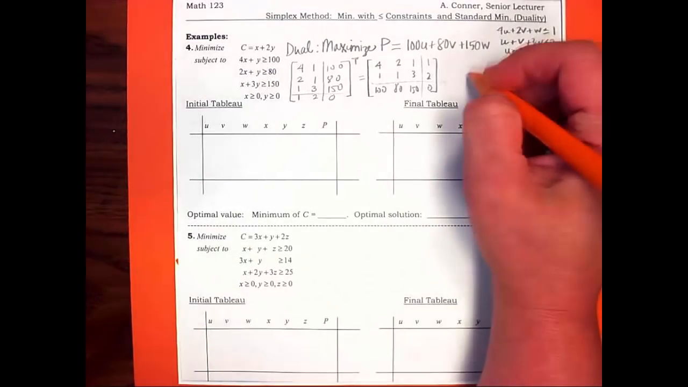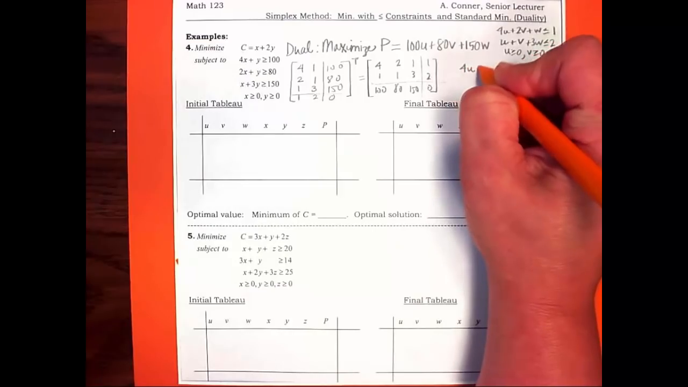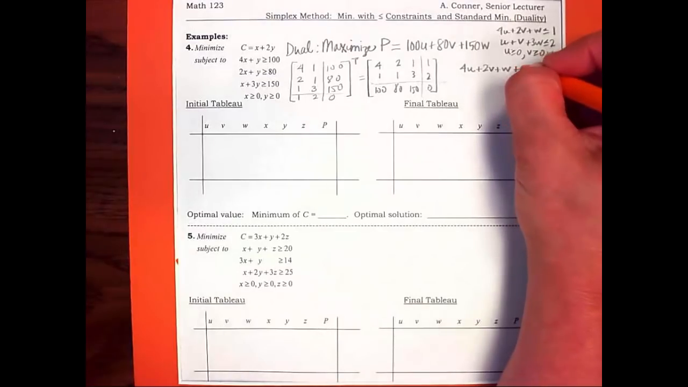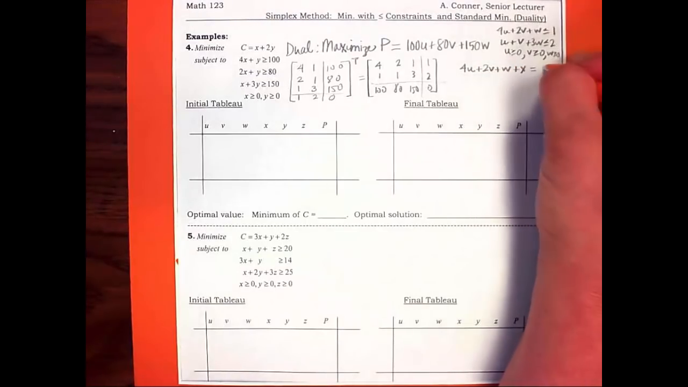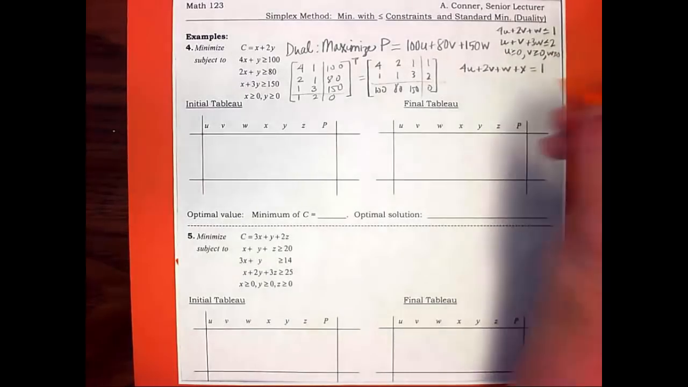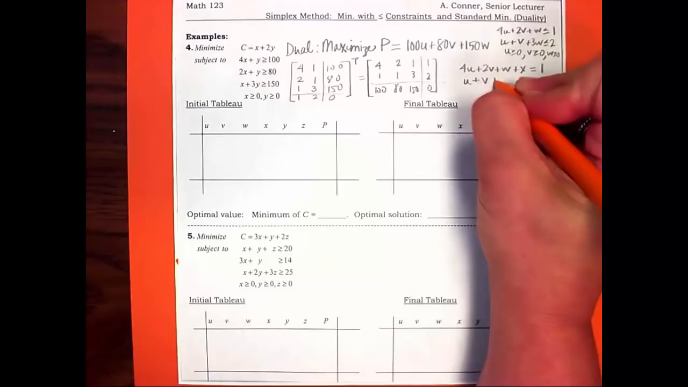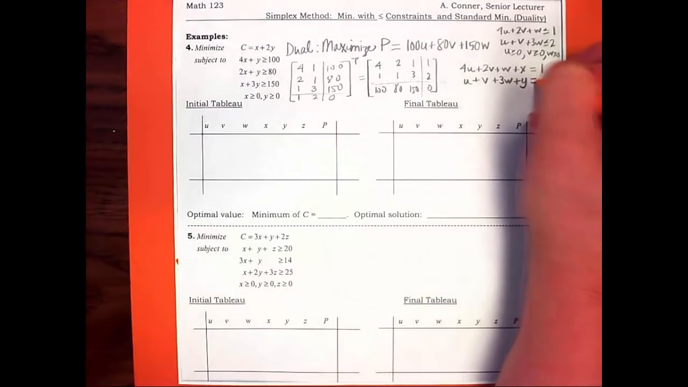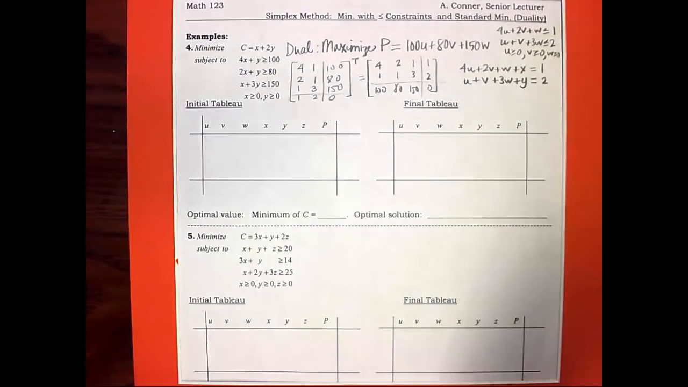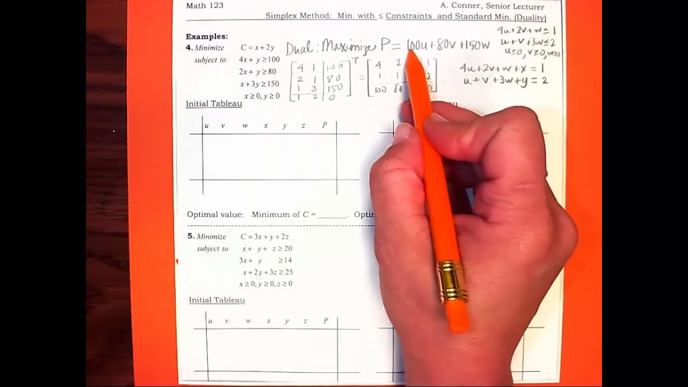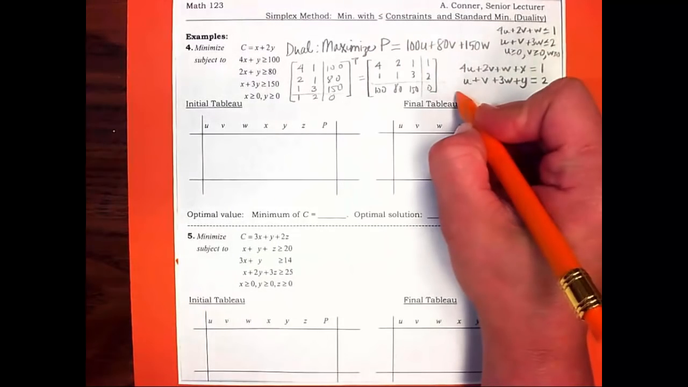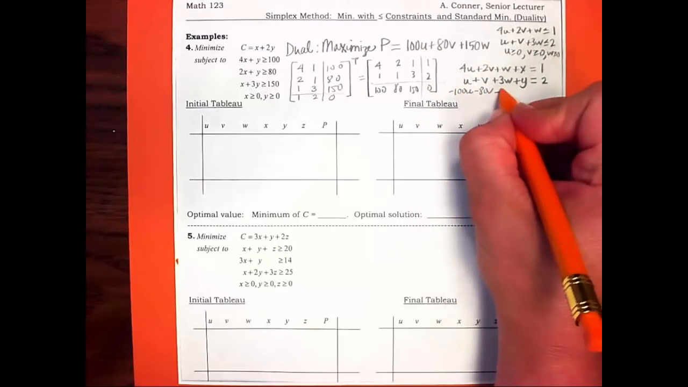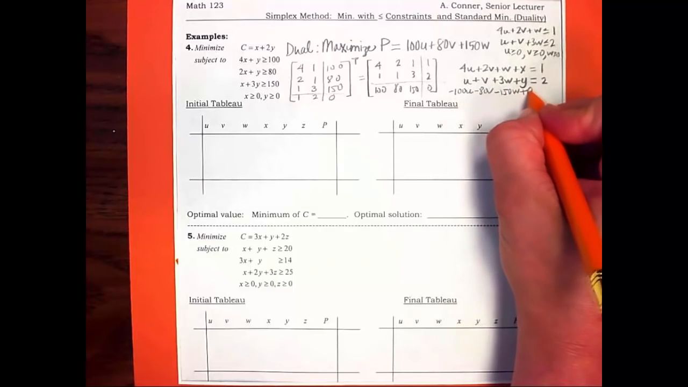That means my system of equations using slack variables would be 4U plus 2V plus W, and then we're going to use X and Y as our slack variables. So take up the slack for the less than by adding some slack to it and getting equal to 1. Take up the slack by adding Y as a slack variable and getting that up to 2. And then we've got our objective function. Remember, you always have to get the terms to the same side as P. So minus 100U minus 80V minus 150W plus P is equal to 0.